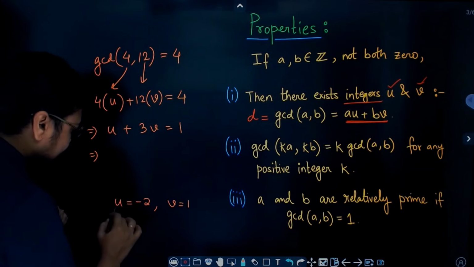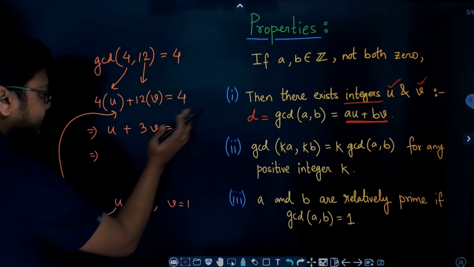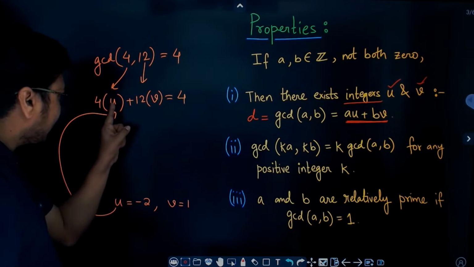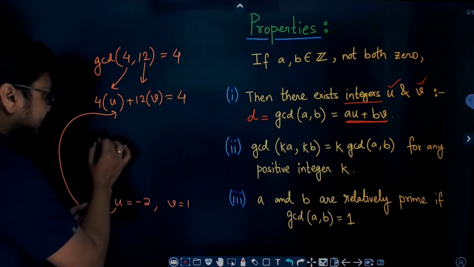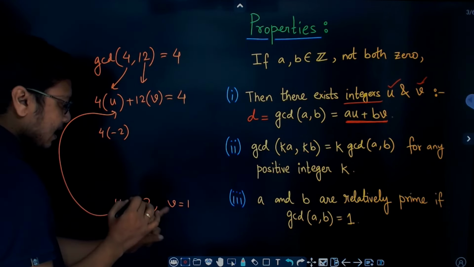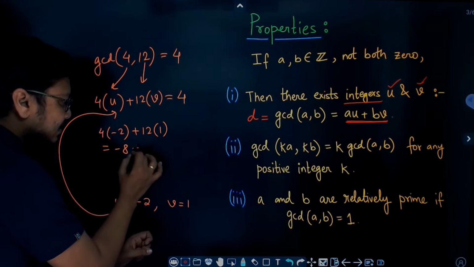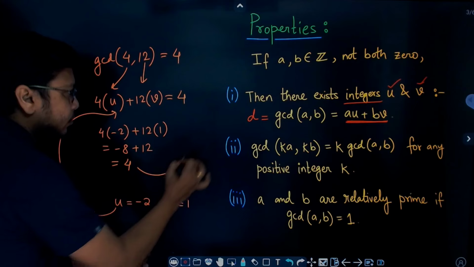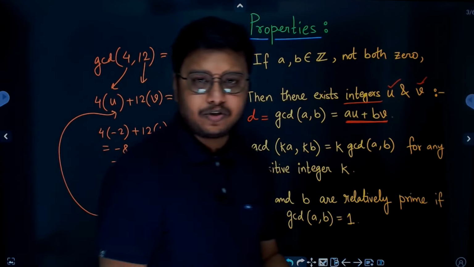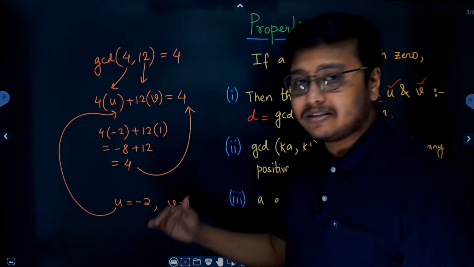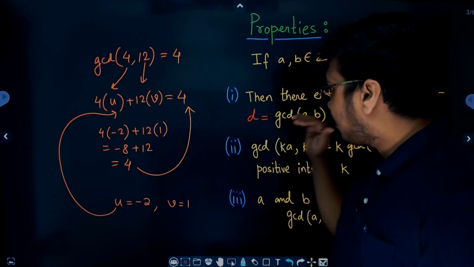So now if I plug this same value in this equation as well, so u is -2, that would give me 4 times -2, and I'm taking the v value to be 1, so I will have -8 plus 12, that would give me 4, which is the right hand side of my expression. So that means this property is giving me the guarantee for the existence of such u and v integers. In this particular case, the u value is -2 and the v value is 1.